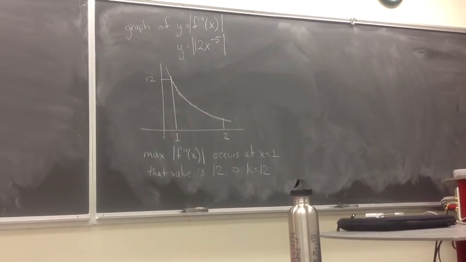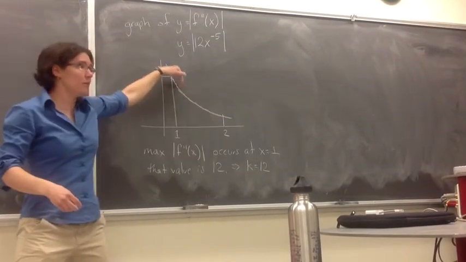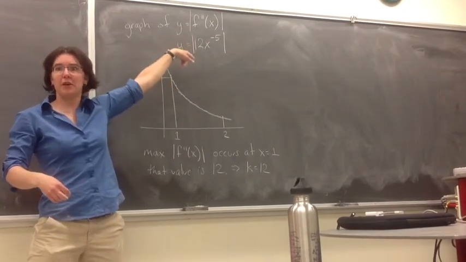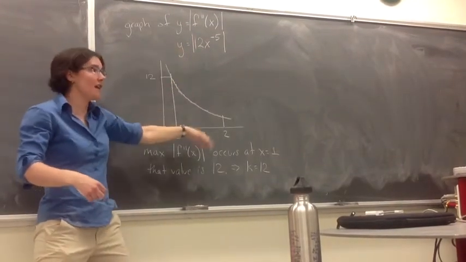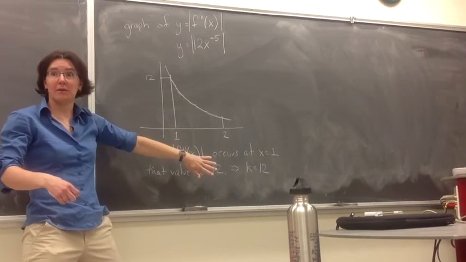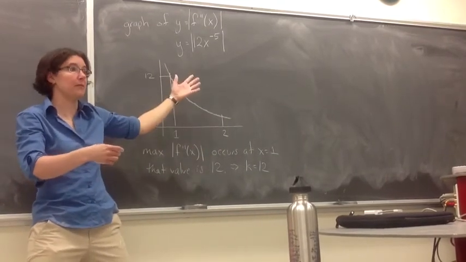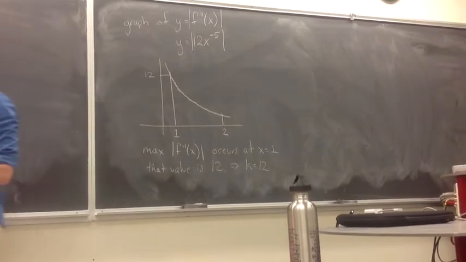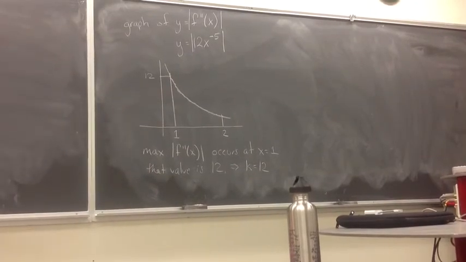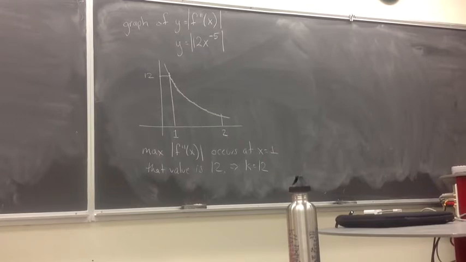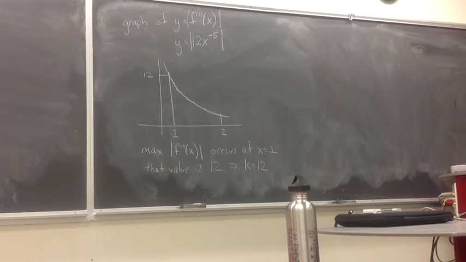So again, in this particular example, our second derivative was always positive, so the absolute value bars did nothing for us. If this guy had been negative, if it had been upside down, then we would have thrown in the absolute value bars and flipped it back up. So it's the largest y value once everything is made positive. Okay, so now we have our k. So we've got our a, our b, our n, and our k.